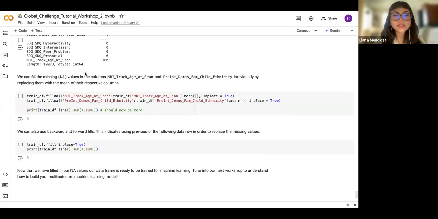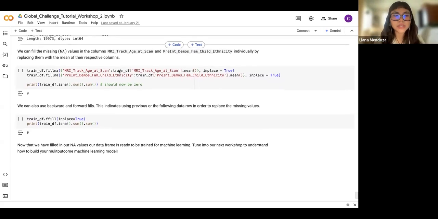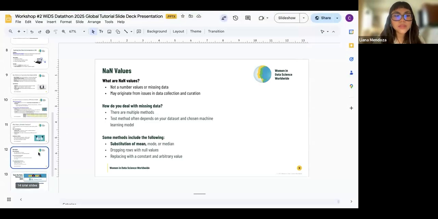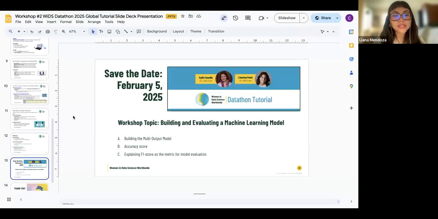And so again, as Kylie mentioned, it is important to remember that this process of removing null values must be done for both data frames. So you have to repeat this process of removing missing values for both the testing and the training data frames. So now this prepares the data frame, and it allows it to go into training for machine learning.